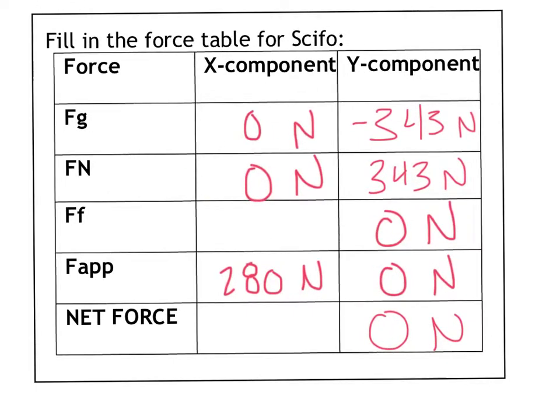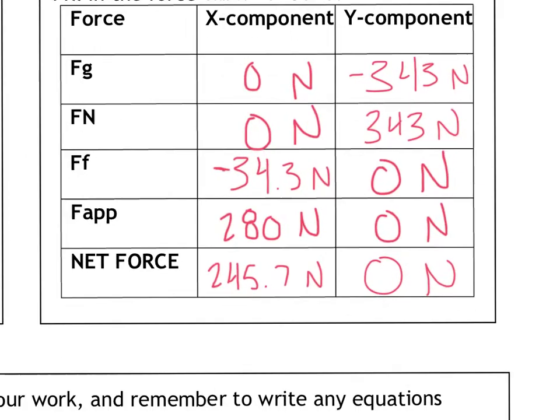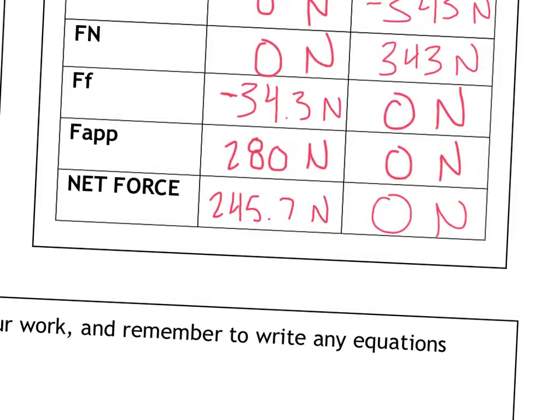Now we can finish our force table. We know the force of friction is negative 34.3 newtons. So if we add the negative 34.3 newtons with our other x component of 280 newtons, we're going to get a net force of 245.7 newtons. That's our sigma F, or our net force. And it's going to be acting to the right.